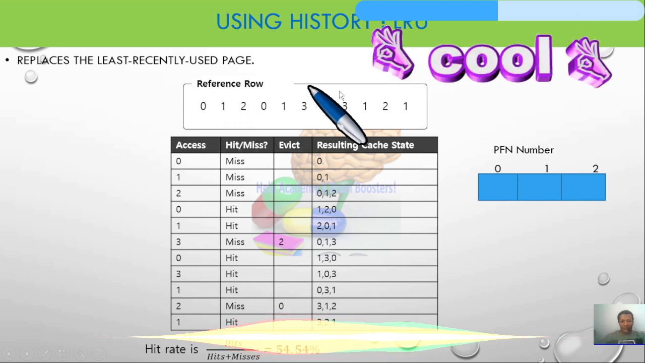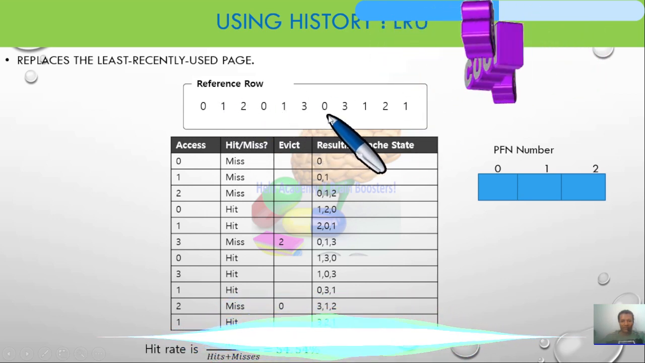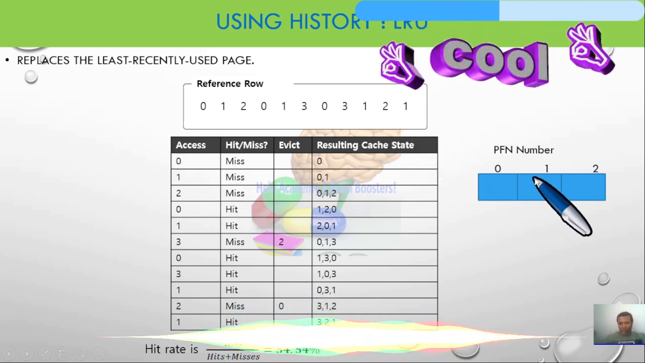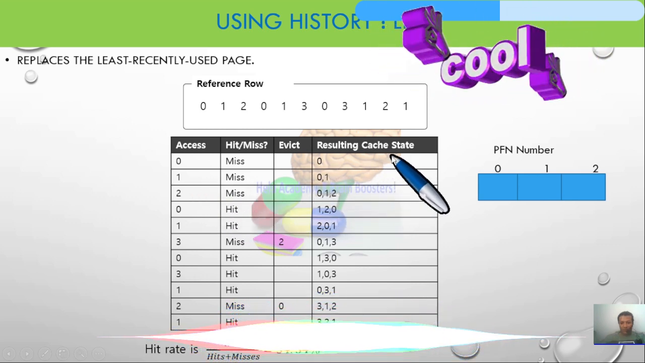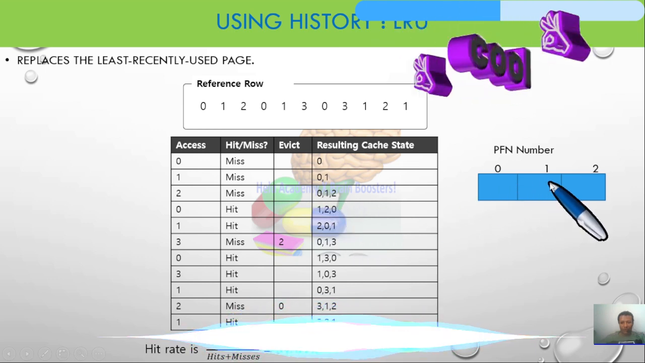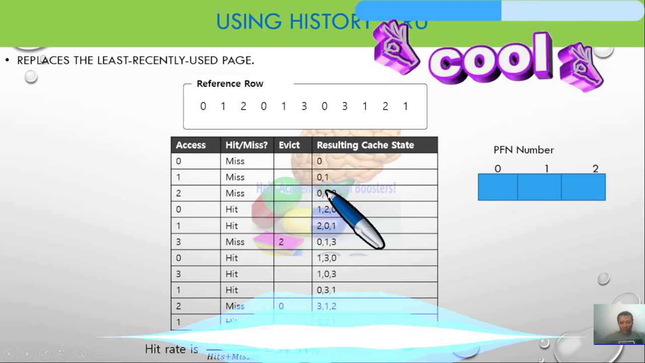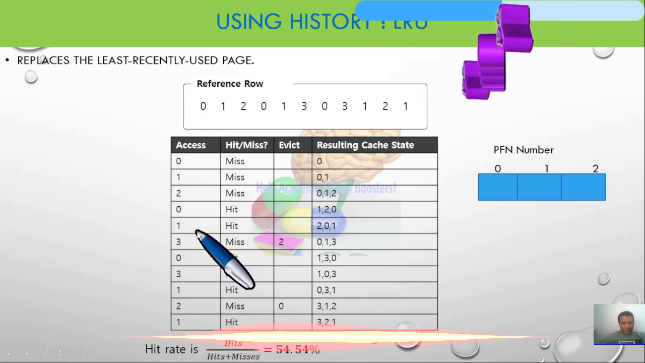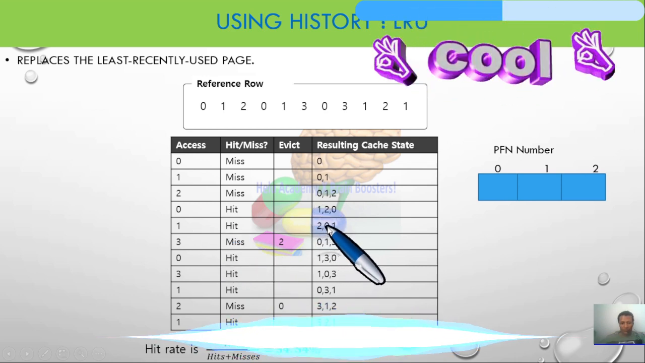So the processor wants these pages: 0, 1, 2, 0, 1, 3, 0, 3, 1, 2, 1. Let's see: 0 is a miss, and 1 is a miss. 01 will be the current state. 2 is a miss, so 012. Then 0 is a hit because it's already there. And 1 is a hit because we have 201 here.